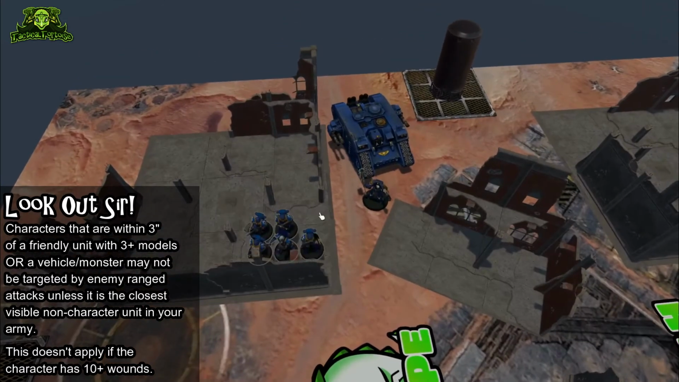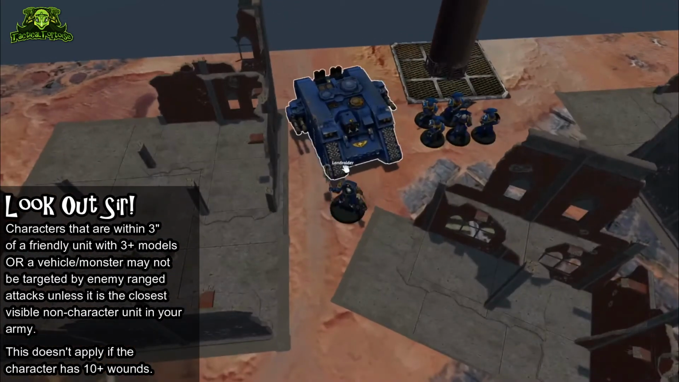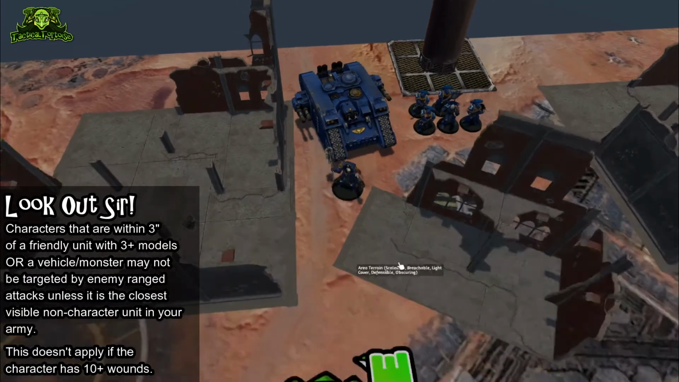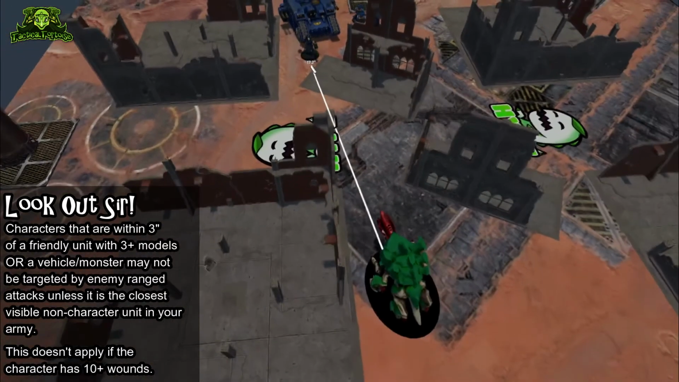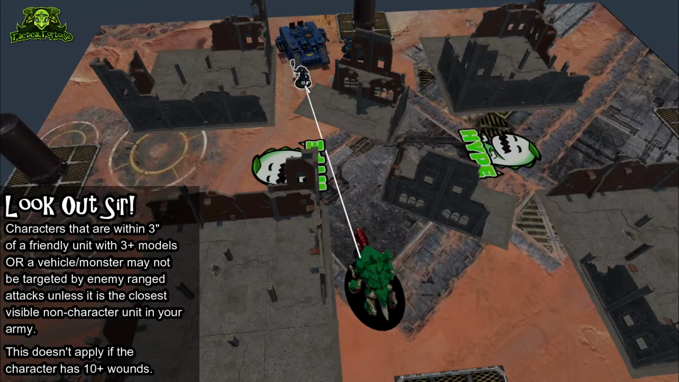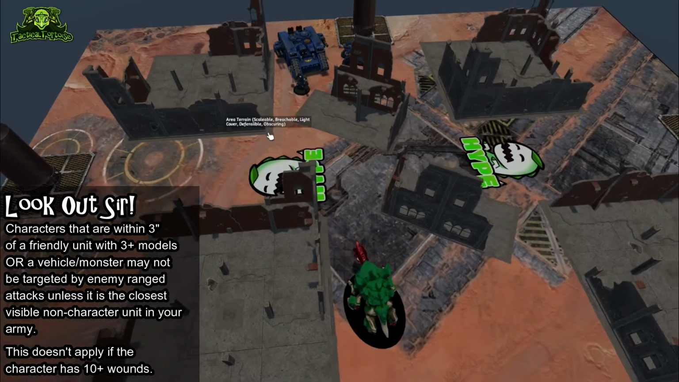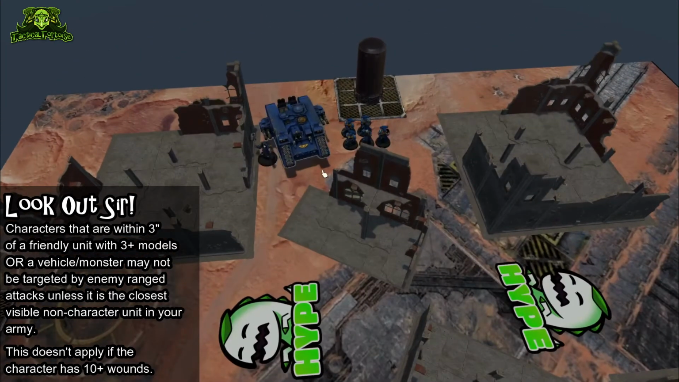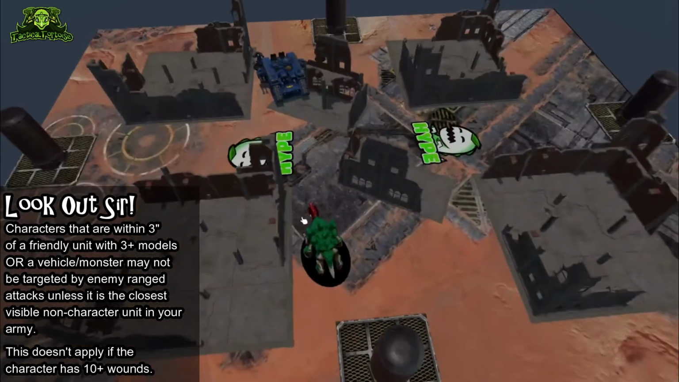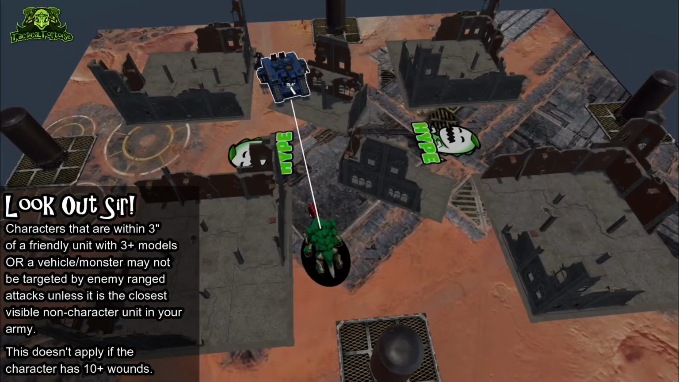So in this instance, for example, if this chaplain was standing here, while it is within 3 inches of the Land Raider, this exocrine on my side of the table could target it because no other friendly models would be closer. If the positions were swapped and the Land Raider was in front, I could not target the chaplain because there would be a Land Raider that was within 3 inches of the chaplain and closer to them.